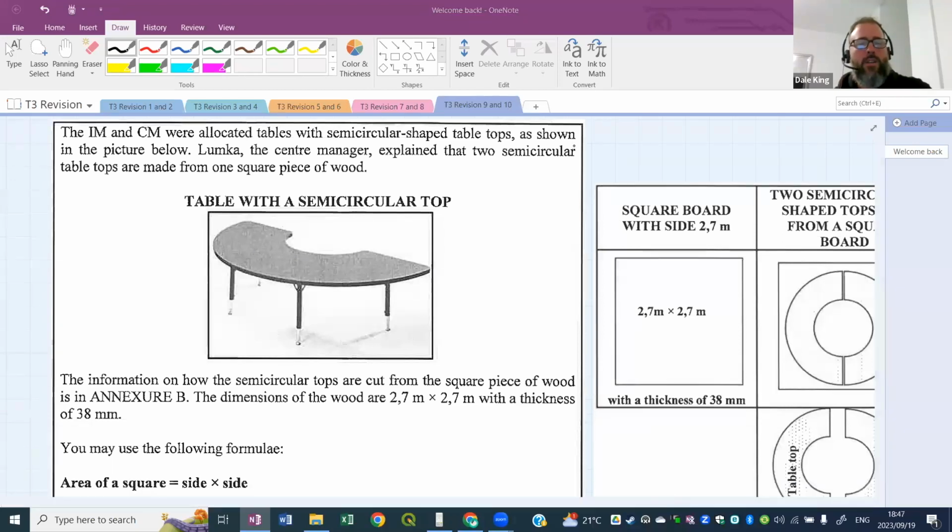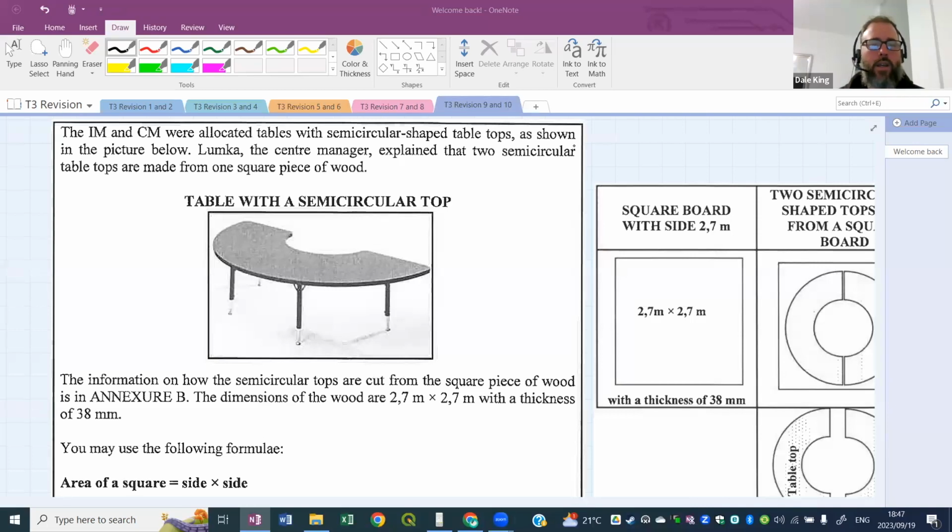All right, have a look at this, guys. The IM and CM were allocated. All right, don't worry who the IM and the CM were, but someone was allocated tables with semicircular shaped table tops, as shown in the picture below. So there's a diagram with a semicircular tabletop. Lumka, the center manager, explained that 2 semicircular tabletops are made from 1 square piece of wood.